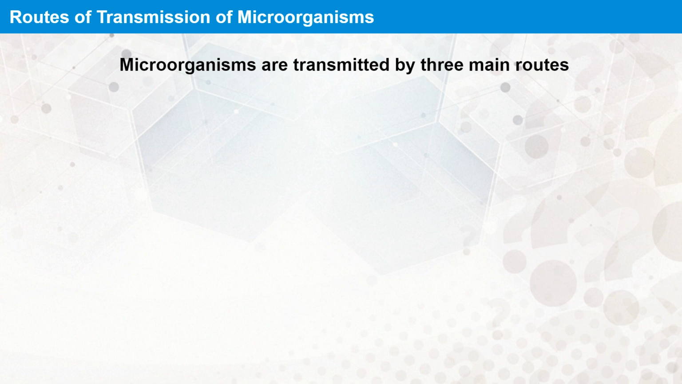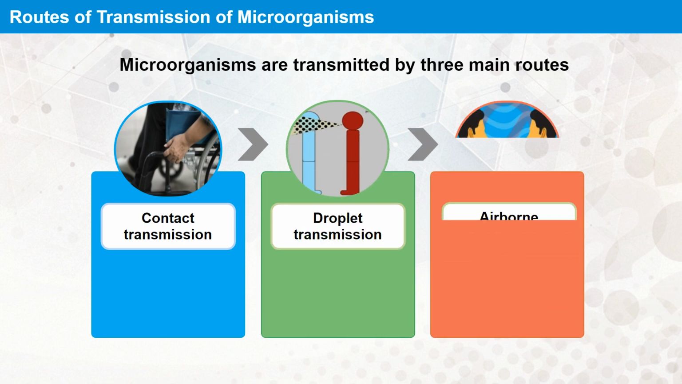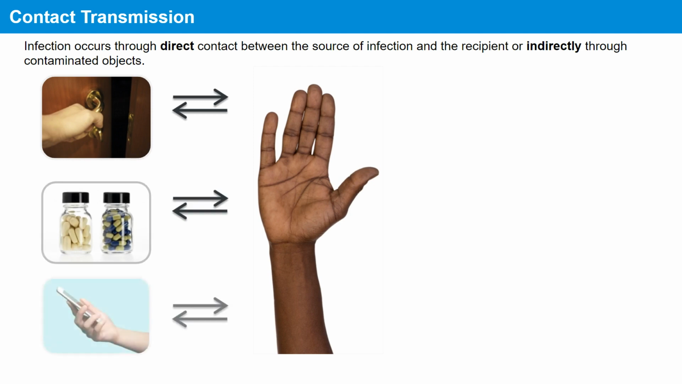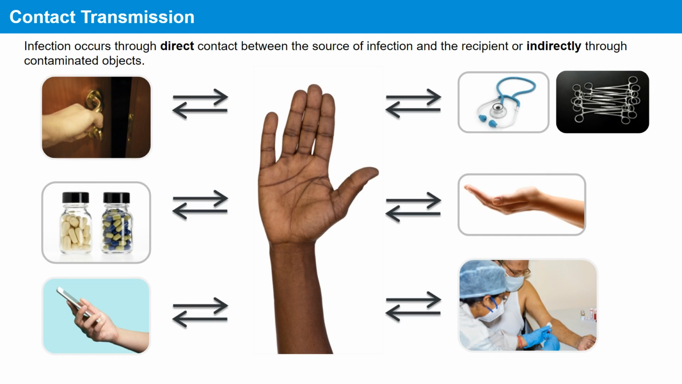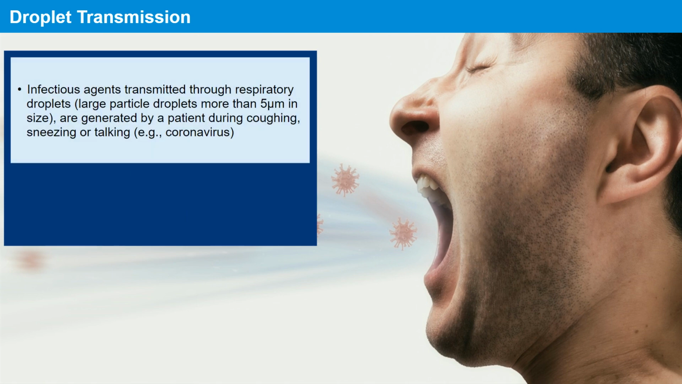Microorganisms are transmitted by three main routes: contact transmission, droplet transmission, airborne transmission. In contact transmission, infection occurs through direct contact between the source of infection and the recipient, or indirectly through contaminated objects. In droplet transmission, infectious agents are transmitted through respiratory droplets, large particle droplets more than 5 micrometer in size, generated by a patient during coughing, sneezing or talking, for example coronavirus.